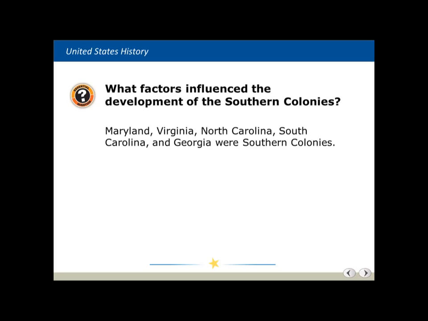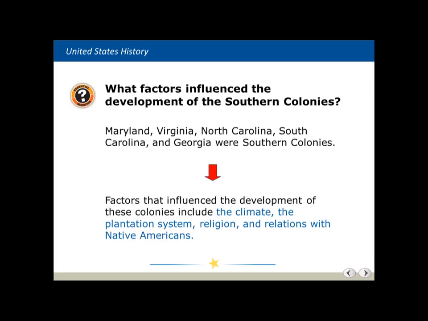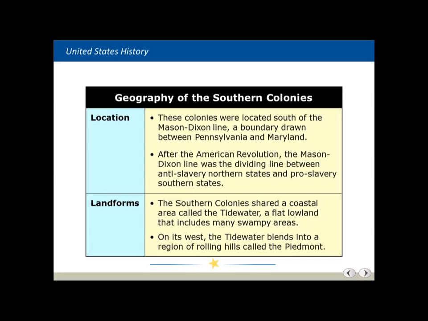We spoke and talked about Virginia a few weeks back. Factors that influence the development of these colonies include the climate, the plantation system, religion, and relations with natives. So the South is going to be different than the Middle and the New England or Northern colonies. The geography of the Southern colonies.